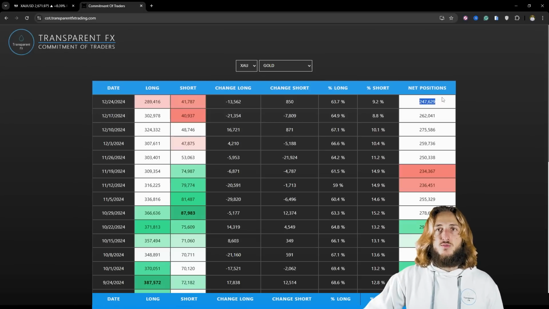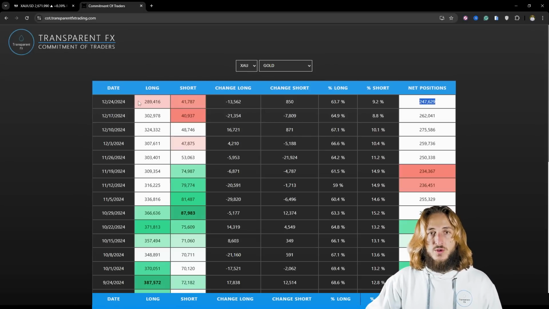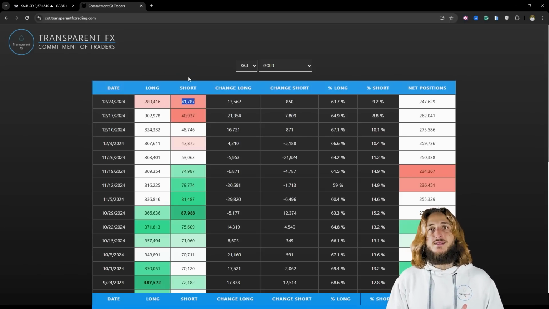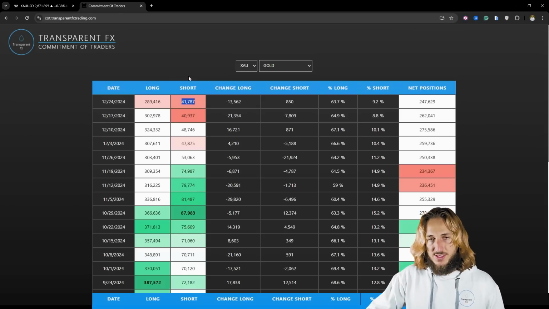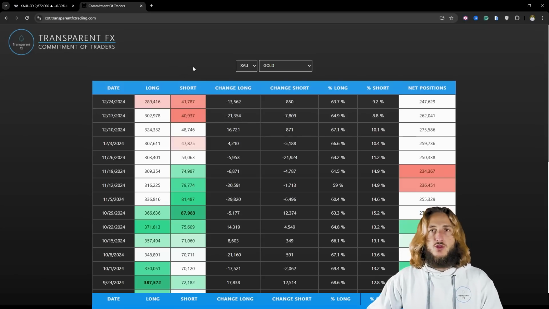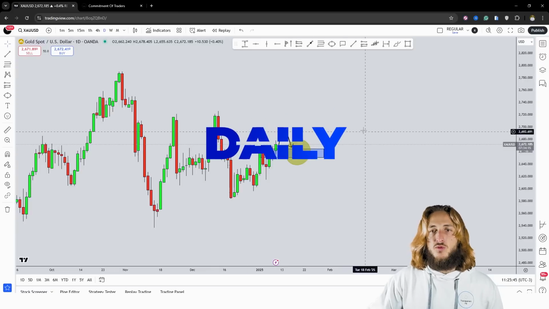And as institutions are pushing to the bullish side of gold, currently we're sitting with 289,000 longs from an institutional perspective compared to only 41,000 shorts. And keep in mind that this is the data for the non-commercials, so the institutions that are in the market as speculators, basically. So actually for profit and not for commercial reasons. So let's keep all of this in mind and move back to the chart.